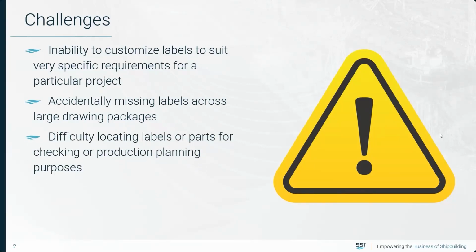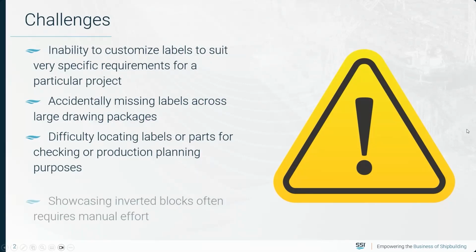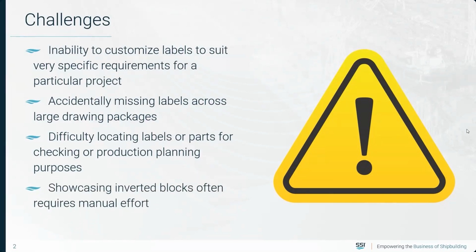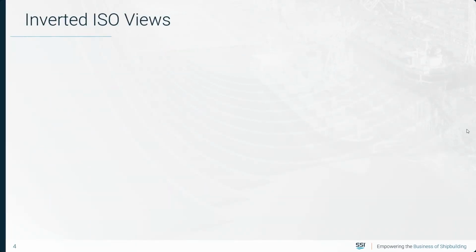We know how complex some of these drawings can really get. Difficulty locating labels or parts for checking or production planning purposes, and showcasing inverted blocks has traditionally required manual effort. Hopefully it won't anymore with the features I'm going to show you today. We'll get started with inverted ISO views incorporated in ShipConstructor 2025 R1.1.